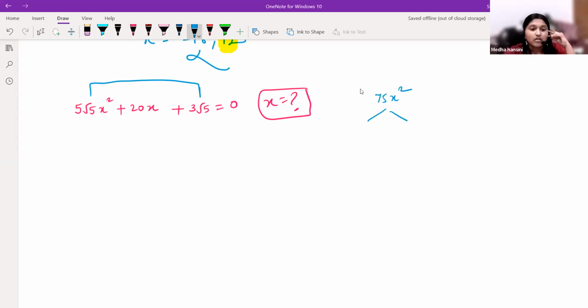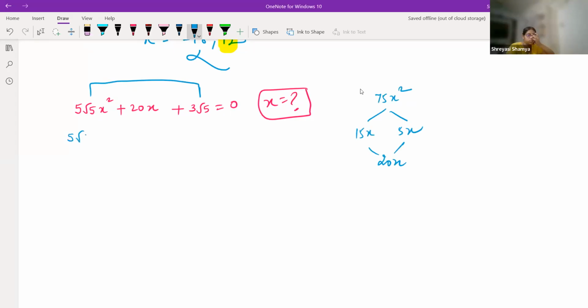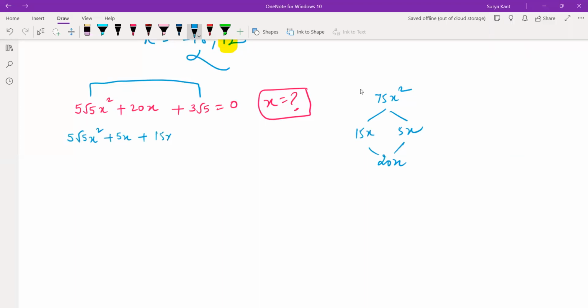Plus the sum of the roots 20x, right? So 15 and 5, very easy. 15x and 5x, put here. So taking common here is a bit difficult for you people. Take first only 5x. Again plus 15x plus 3 root 5, is equal to 0.